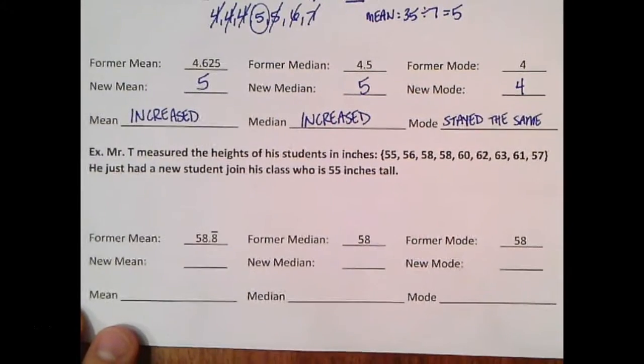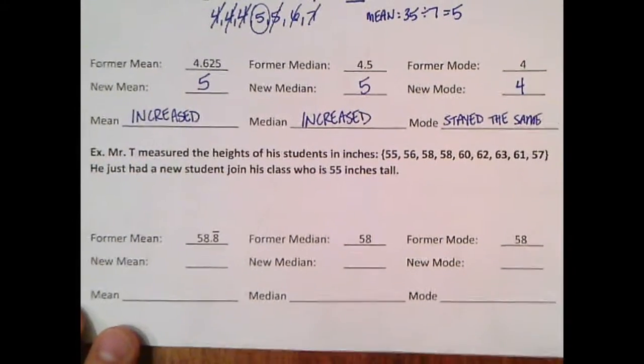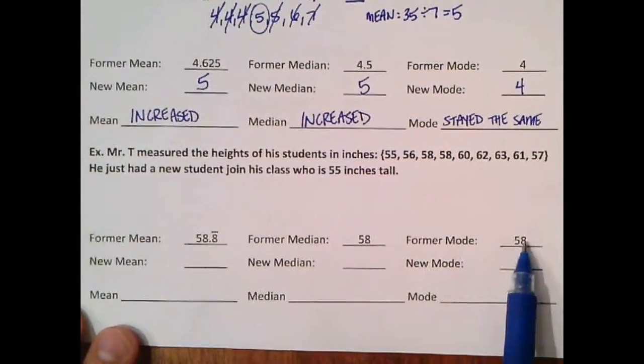So if he were to line his students up in order from least to greatest, the person who's in the very middle would be 58 inches tall. In our former mode, most students in the class, let me rephrase, the most common height in his class is 58. Not most students are 58. The most common height in the class is 58 inches.